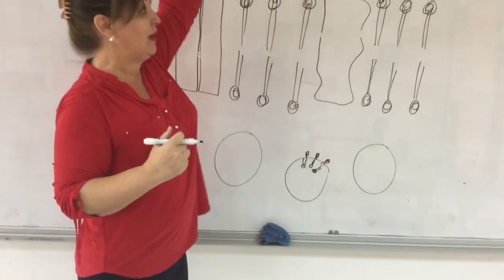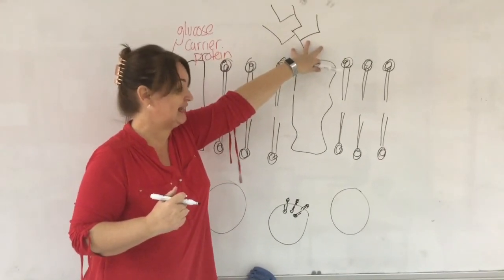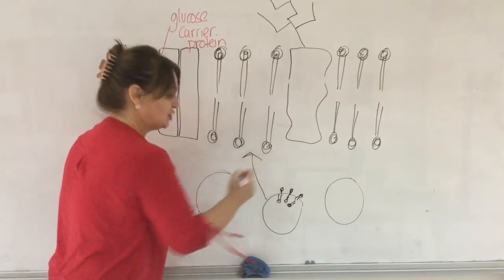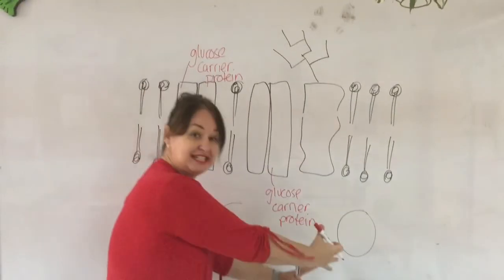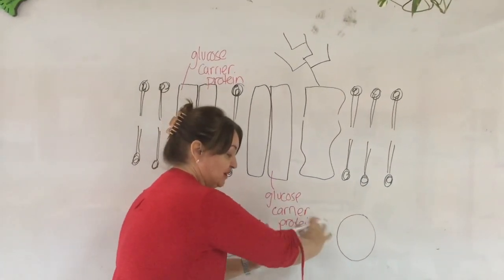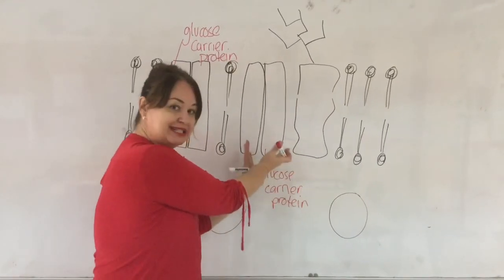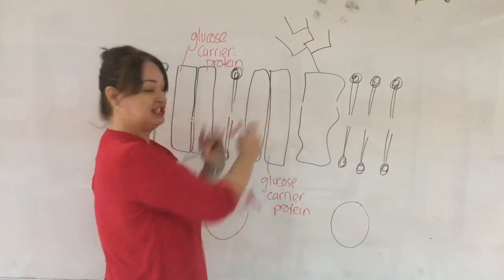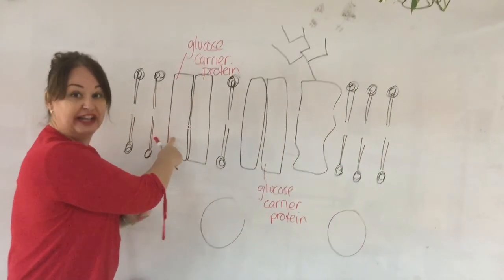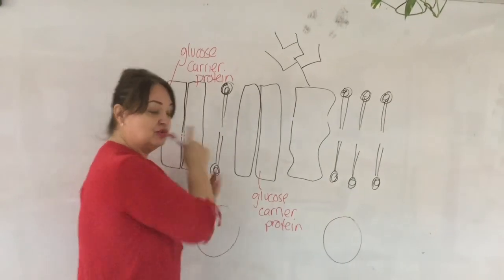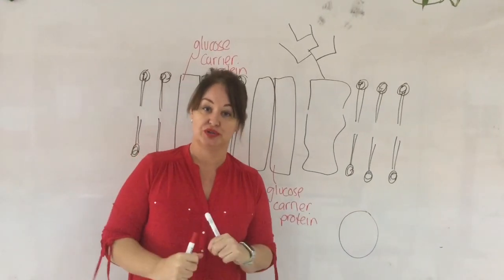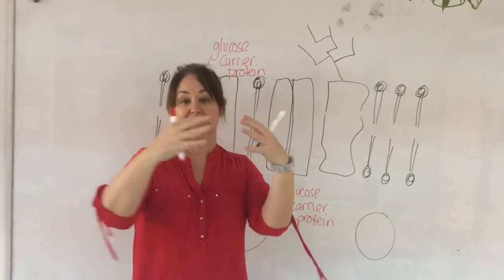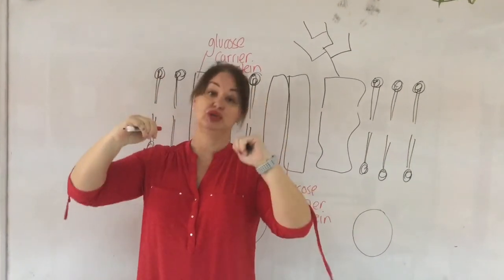And what can happen? When insulin binds with this protein here, it causes these vesicles to move and fuse with the membrane. So now the vesicle has moved, the phospholipid bilayer has incorporated itself into the plasma membrane, and it's put that protein channel into the membrane. So instead of just having one here, now I've got two. So that means I can absorb more glucose. What impact does that have? If we put glucose into the cell, it means that the glucose levels in blood is lowered.